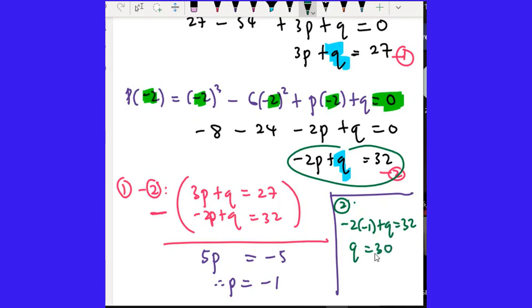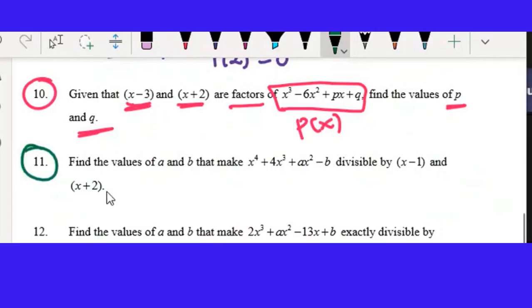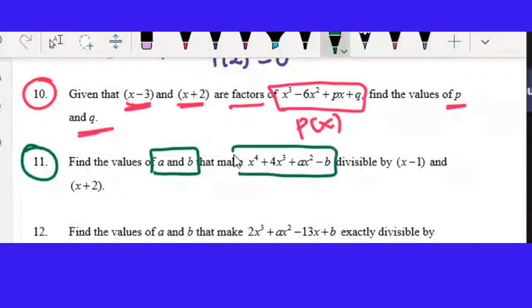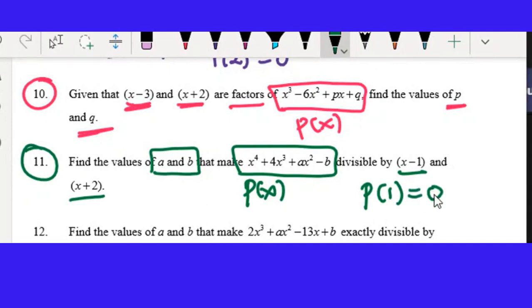Check ni. Tengok ni. This is number 10 kan? Okay, betul P negative 1, Q 30. So, soalan ditanya, find values of P and Q. Done. Settle. Okay, saya baca. Find the values of A and B for this polynomial Tx. Okay. Divisible by x minus 1, x plus 2. Divisible by maknanya kalau kita ni 0 kan dia is equal to 0. Dia punya remainder 0.